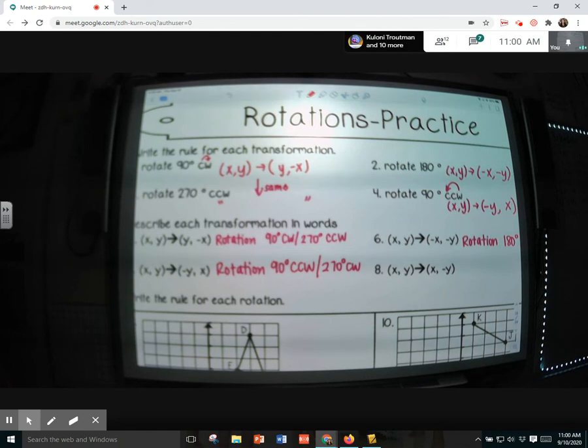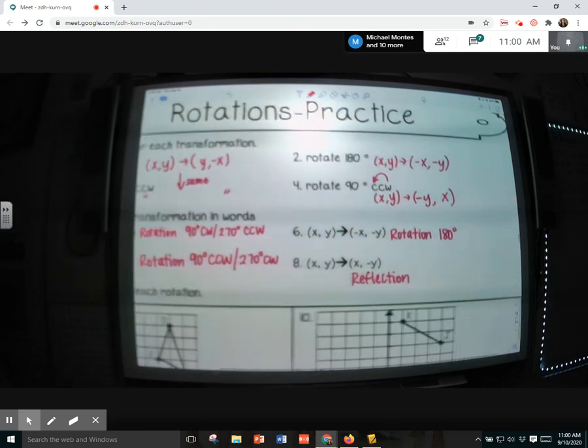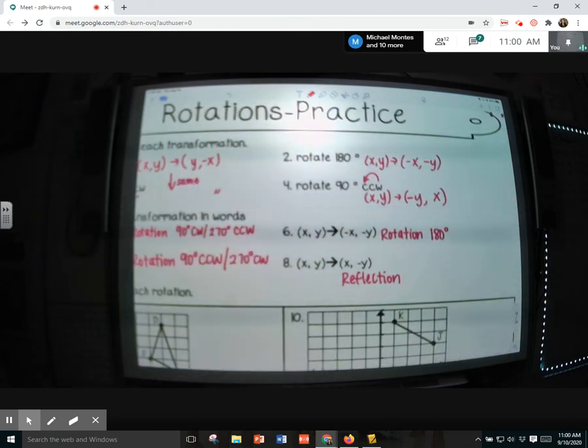But do we have a reflection rule? Yeah. Which reflection changes the y sign but not the x? The x-axis.